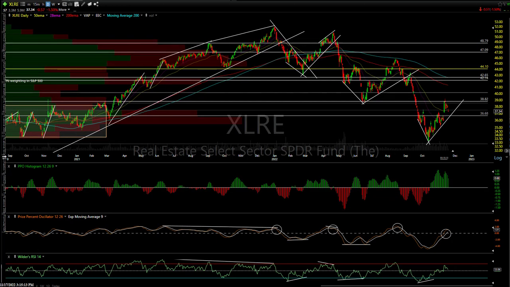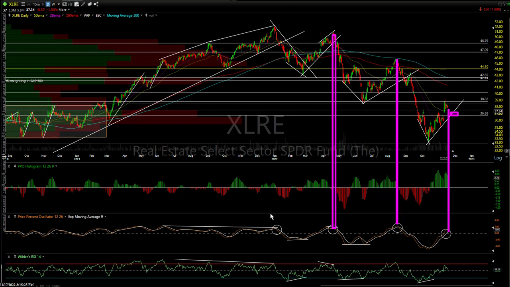XLRE is the REIT sector. There, it hasn't happened yet, but you want to watch for it. A bearish PPO crossover and a break of the trend line would give you a sell signal. There was your last bearish PPO crossover, high level above the zero line. The one before that was right there, and the one before that was right there. So you decide. And again, they're marching out the bull parade on TV. I've talked about that recently.